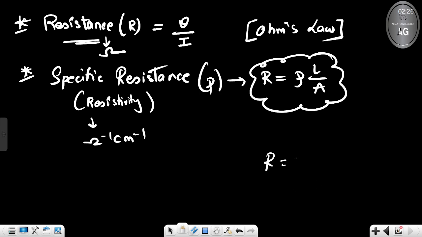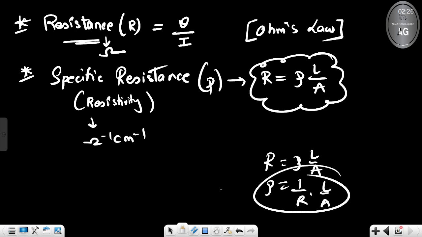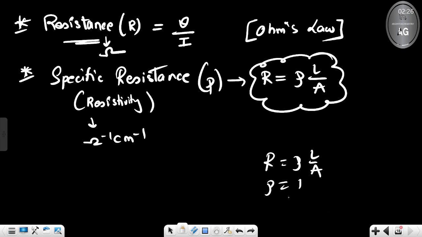I wrote R equal to rho L by A, and you are saying okay, fine, correct. Next step I wrote rho equal to 1 by R into L by A. Okay, fine. What fine? Use your brain sometimes. How is it 1 by R? Where did 1 by R come from? Is it coming from heaven? Like that randomly it will come? Rho is there, it will become R into A by L. So the unit will not have any inverse. It will be ohm centimeter only. This inverse will not be there. Clear?